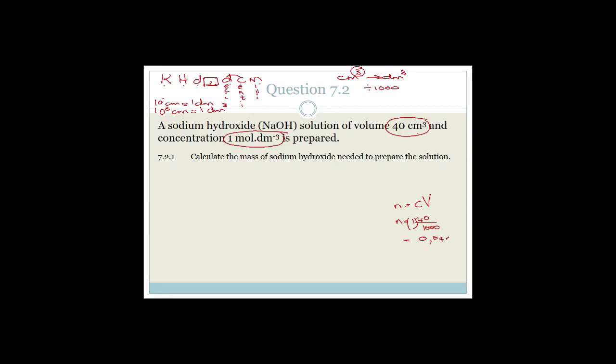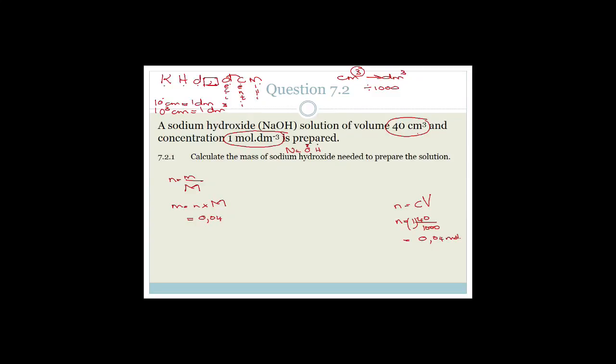0.04 moles. Okay, but they didn't ask for moles, they asked for mass. It says calculate the mass of sodium hydroxide needed to prepare the solution. We also know that number of moles is mass over molar mass, so the mass is number of moles multiplied by the molar mass. At this point you need to get out your periodic table to find the molar mass of sodium hydroxide. The number of moles is 0.04.